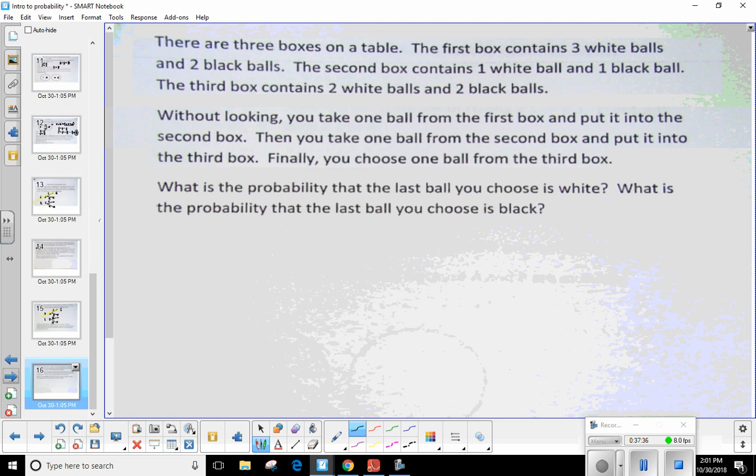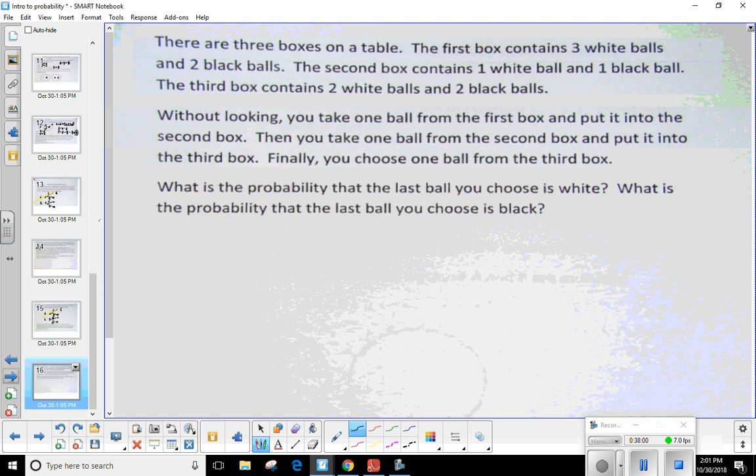And then counter to that, what's the probability that the last ball you choose is black? So I'll tell you, the way I solve this one, it sounds more confusing than it really is. If you create a tree diagram to represent these 3 choices, it makes it so much easier.